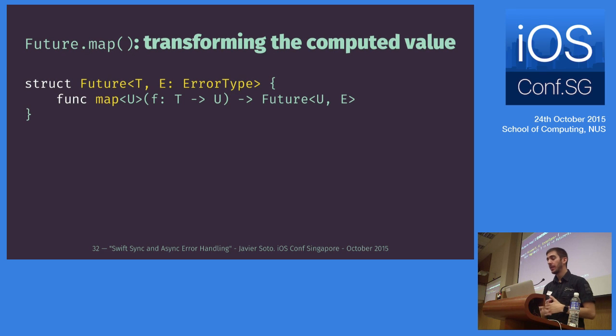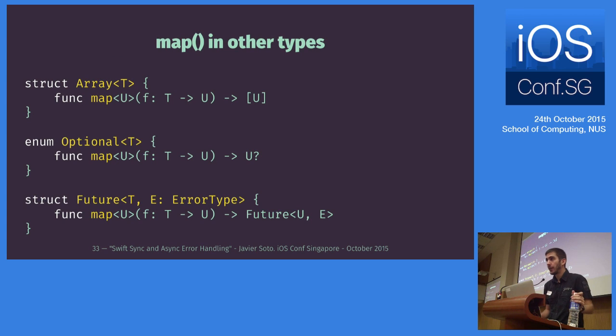We would pass a block that takes the value of type T. In our previous example, that would be user, and it returns some other thing of type U. And the return of this map function is another future that instead of keeping values of type T, now holds a value of type U. It's a little complex, many types here. But if you've already used the map function in Swift, you'll find it very familiar.